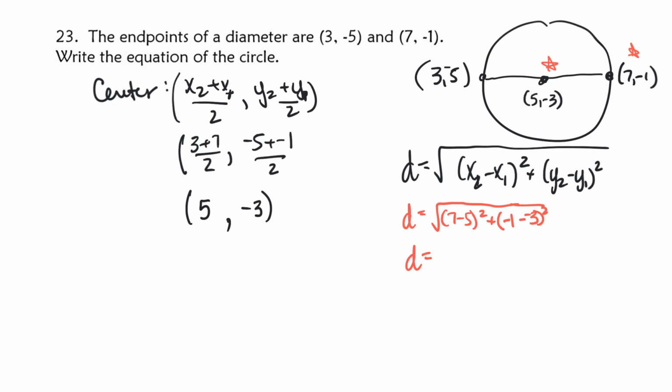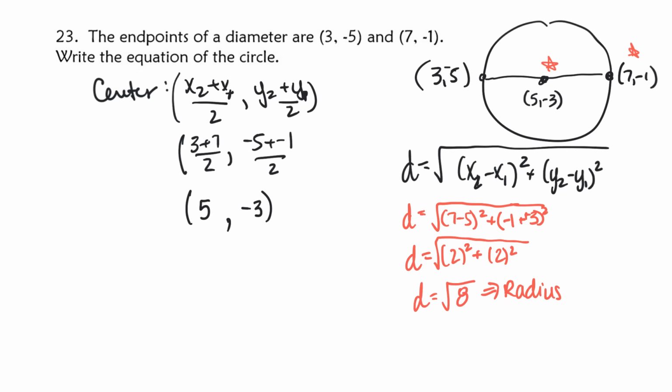So I have 2 squared plus, let's see, that would be another 2 squared. So I have 4 plus 4, which is 8. So this is really, even though it says D, it's for distance, this is really my radius. This is the length of my radius.